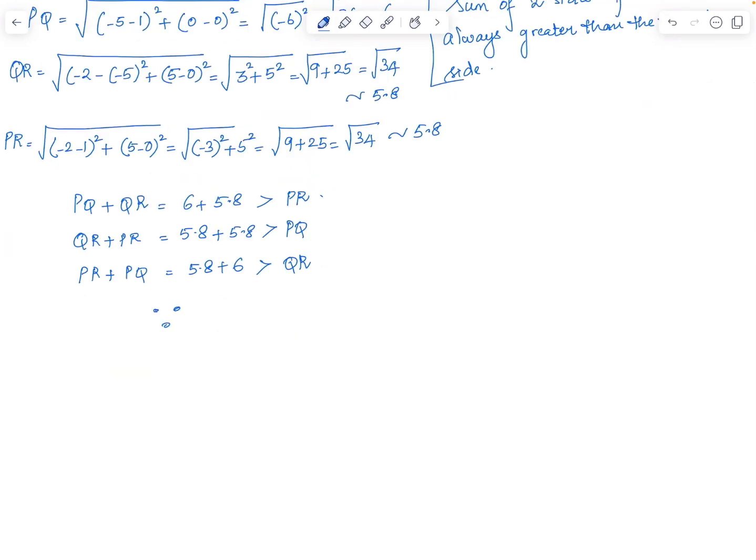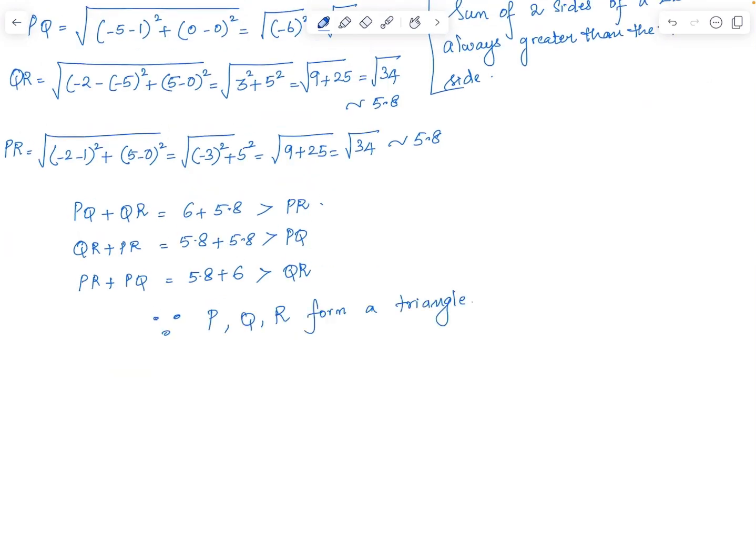Therefore, these points form a triangle. Here the sides QR is 5.8 and PR is also 5.8. Since two sides of the triangle are equal, triangle PQR is an isosceles triangle.